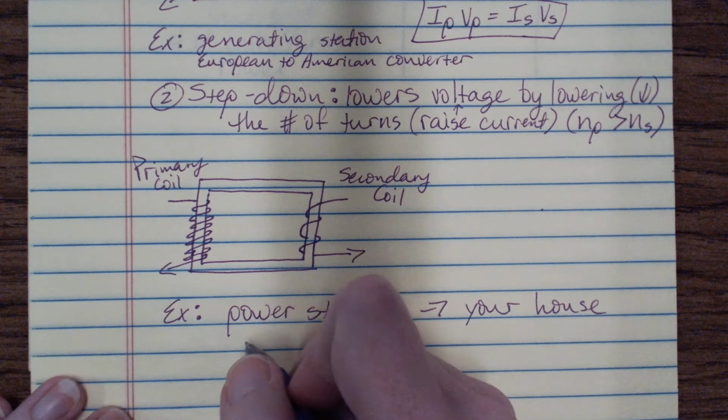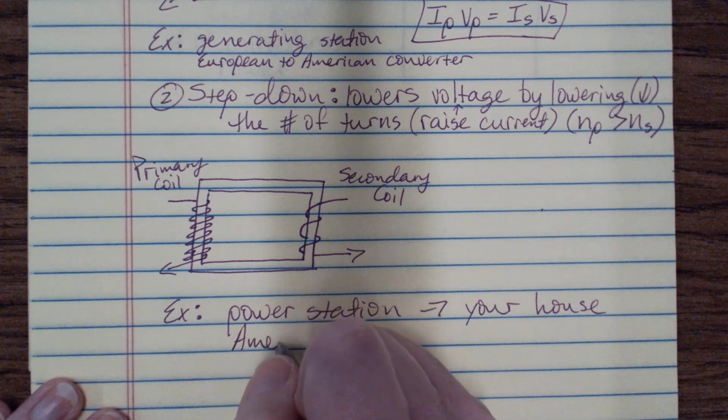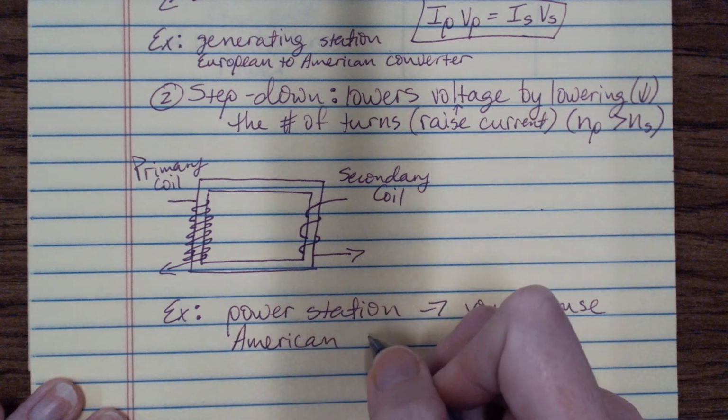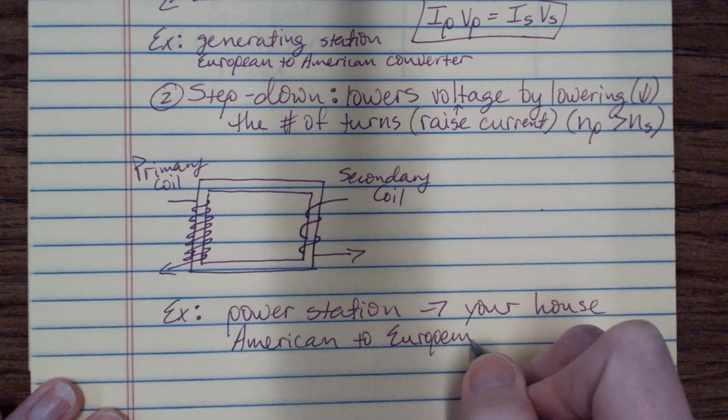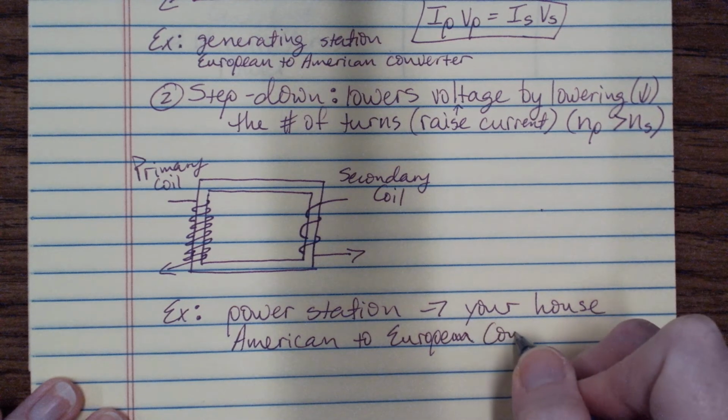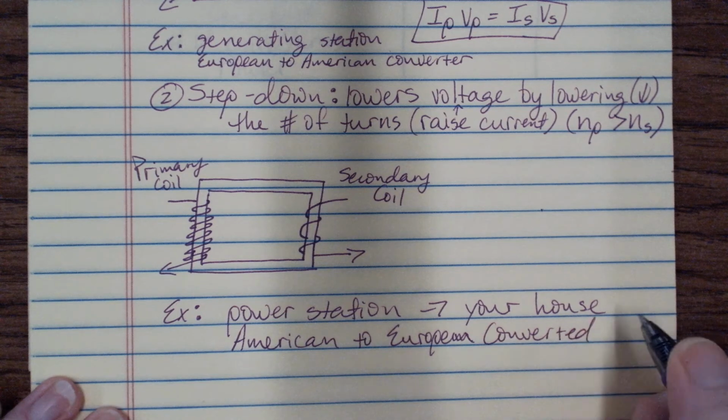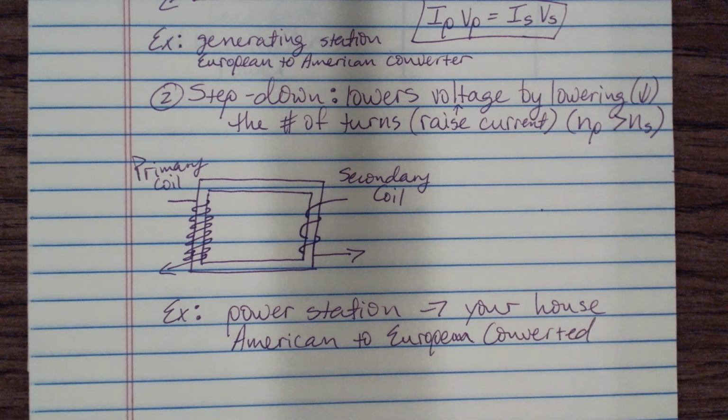Another one might be an American to European converter for an appliance when you go overseas, because that one you would want to lower the voltage going into your appliance, right? If you were going from American to European, you'd want to lower the voltage by increasing the current, okay? So those would be examples.